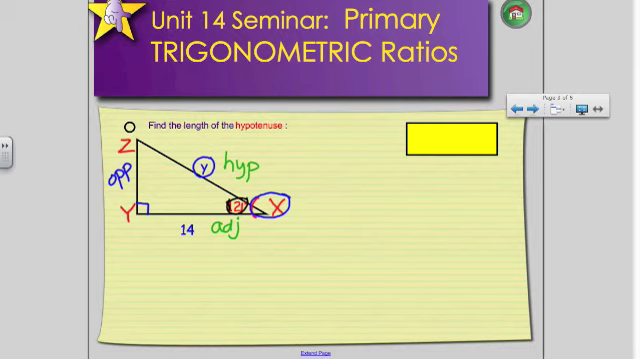I have my sine formula, my cosine formula, and the tangent formula. So how do I know what to use? That's what students always got stuck on. So I came up with this handy-dandy little solution, very high-tech.